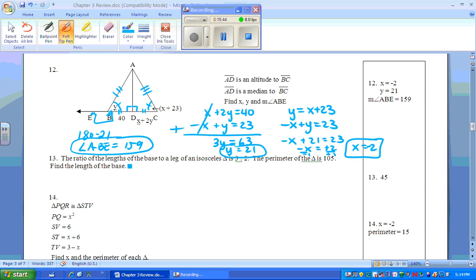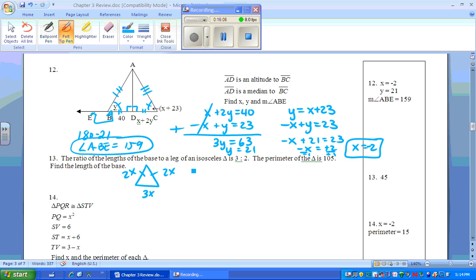13. The ratio of lengths of the base to the leg of the isosceles triangle is 3 to 2. If you can read that. All right. So what does that mean? Let's draw an isosceles triangle. These two sides are congruent. The base to the leg is 3 to 2. So the base is 3x. The sides are 2x.